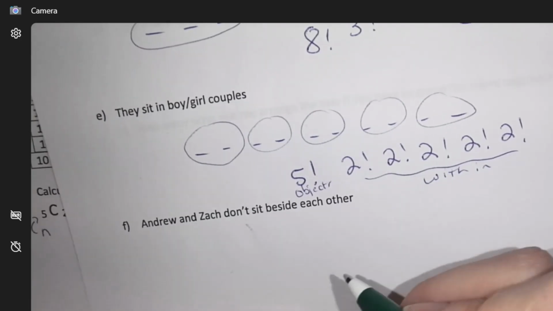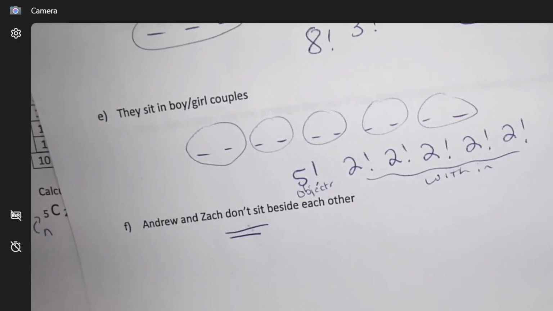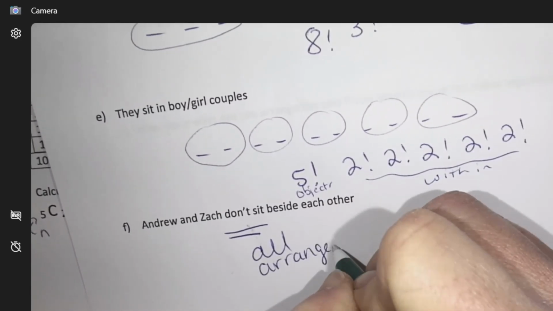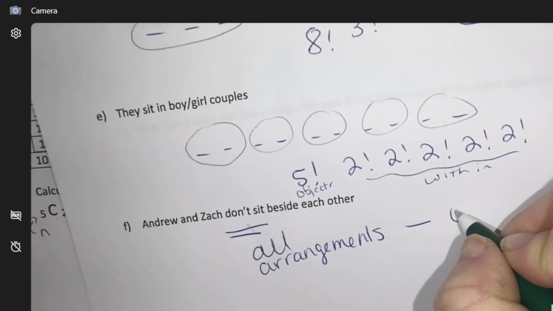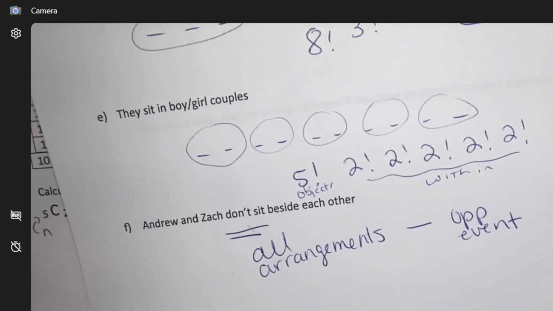Okay, the very last one. This time, Andrew and Zach must have had a fallout. They had a fight. They don't want to sit beside each other. Okay, so this strategy, you're going to do all the arrangements minus the opposite event. So this is called a complementary. A complement event is something that's opposite. Okay, because you're going to have a bunch of arrangements, and you're going to see that some arrangements, they're going to be sitting beside each other, and some they're not going to sit beside each other. So they're opposite of each other.